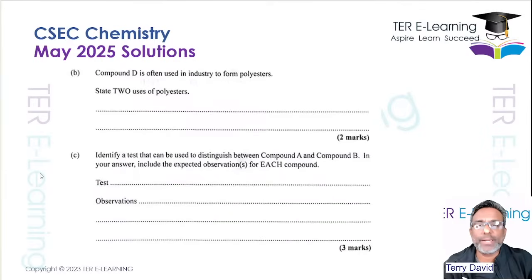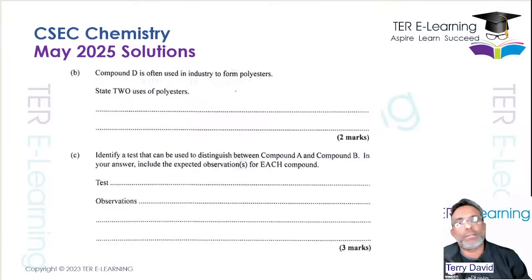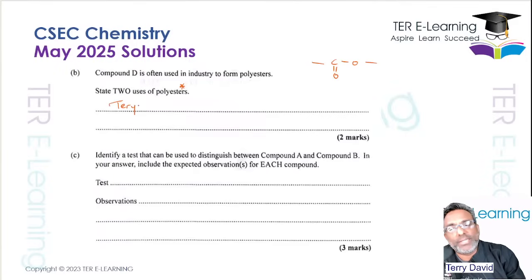All right, the next part here, they want you to state 2 uses of polyesters. So polyesters are compounds that contain the ester linkage. Now, one that you all had to learn for the exam would have been terylene. So terylene is a good example here. But what do we use terylene for?